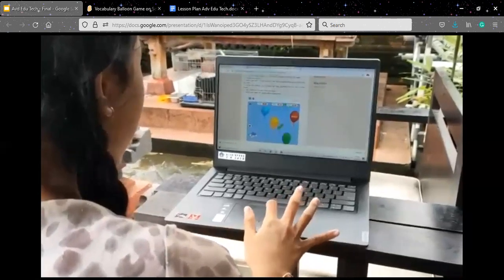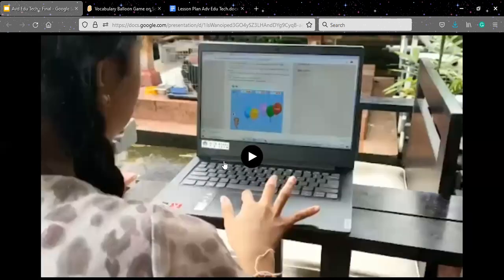Before the participants played the game, I gave them instructions and introduced them to the game features. Then they could ask questions, and then they could start to use the game or the module.